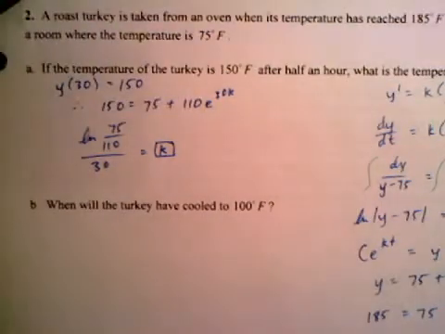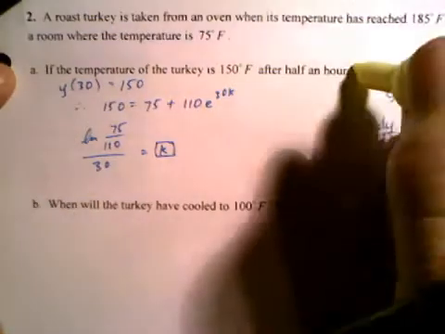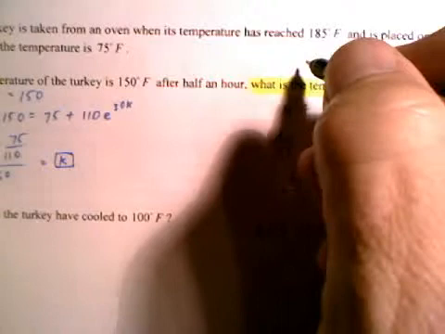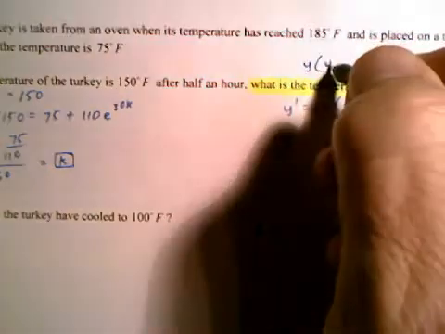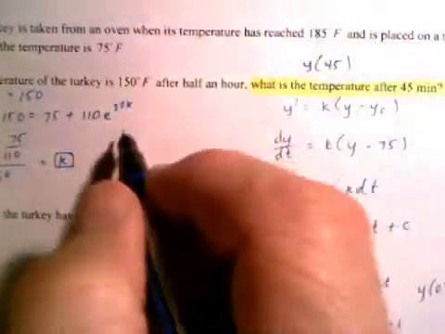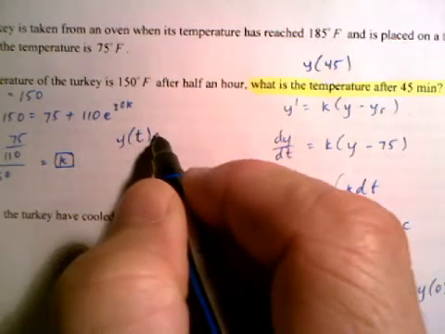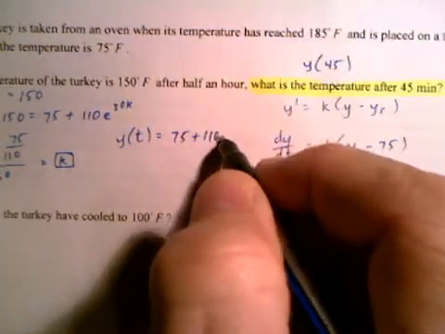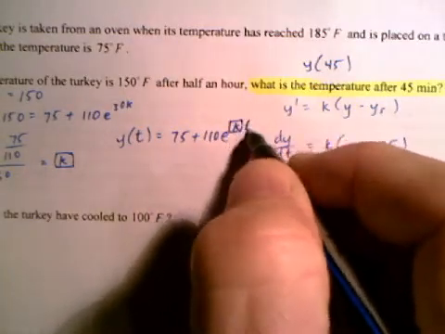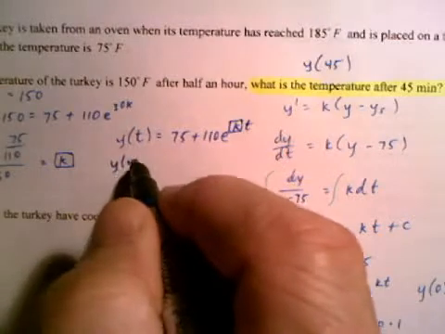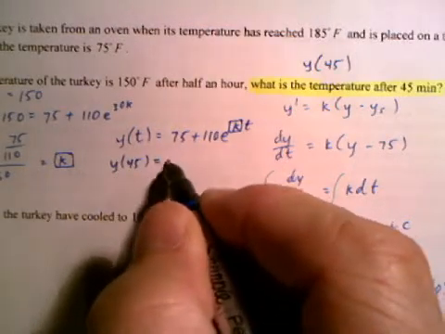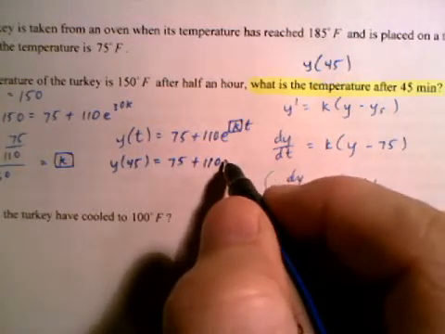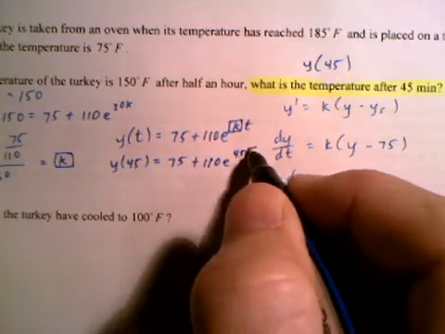We're being asked, what is the temperature after 45 minutes? What that's really asking us is to find y of 45. Well, we already know y of t. Y of t is 75 plus 110 e to the kt. Therefore, y of 45, for the temperature at the 45-minute mark, is 75 plus 110 e to the 45k.